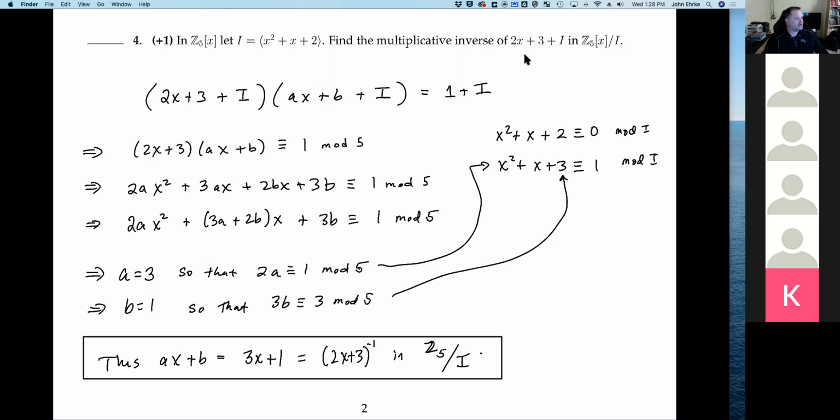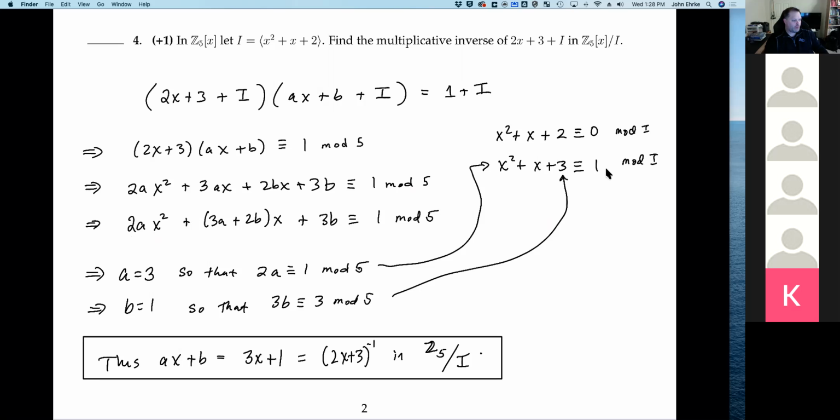And I know that, based on what we've talked about in class, all of the elements of this factor ring are going to be linear, or degree 1 or lower, polynomials. So if this were true, then that's like saying 2x plus 3 times ax plus b needs to be equivalent to 1, right? The representatives multiplied together need to give me 1 mod 5. So I FOILed all that out. I then combined like terms. So I have this expression here.